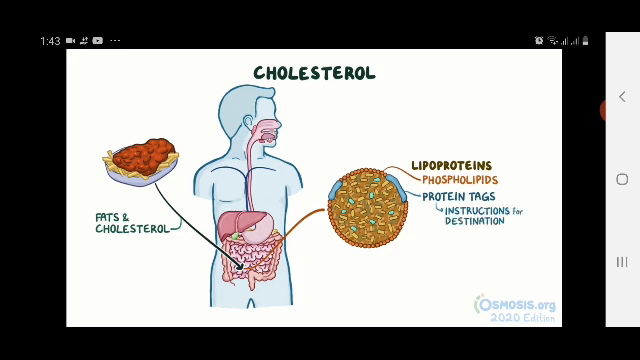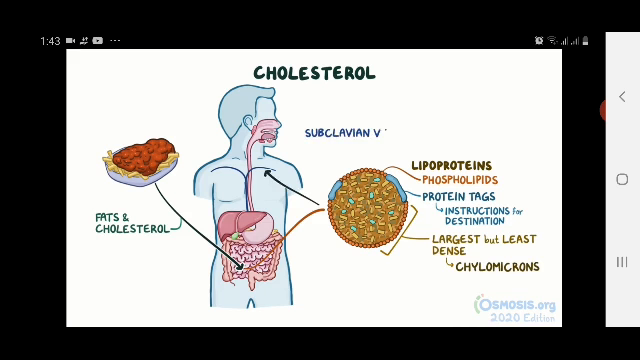So after absorption, the small intestinal cells package the fats and cholesterol into the largest but least dense lipoproteins, called chylomicrons. These are released into the lymphatic system, and then enter the bloodstream via the subclavian vein. Then they travel through the blood to reach adipose tissue and the liver.